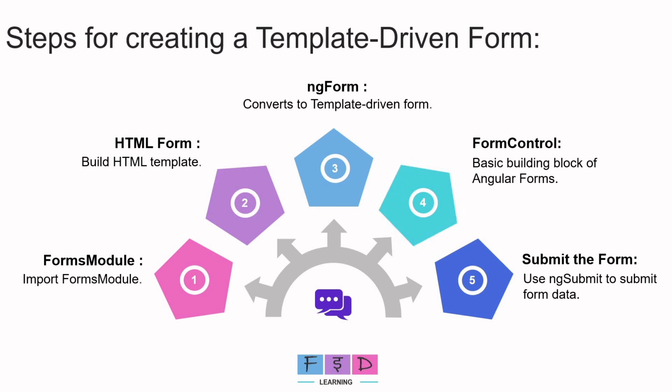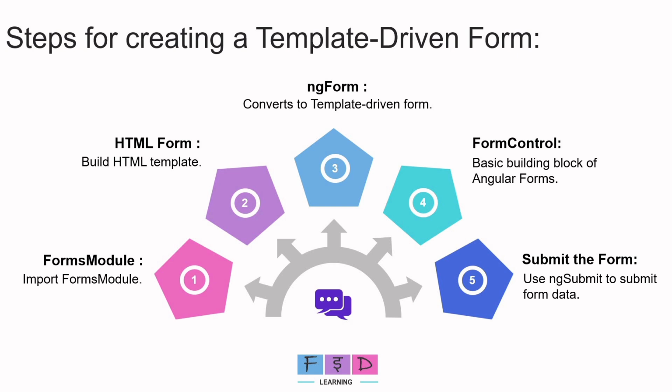Fourth step is to use form control. Although not explicitly required, form control is a building block of Angular forms. It represents a single form field and can be used to track the field's value, validation status, and user interactions using the ngModel directive. And the last step is to submit the form. We can use the ngSubmit directive to handle form submission. And this directive calls the specified method when the form is submitted, allowing us to process the form data. So by following these 5 steps, we can create a fully functional template driven form in Angular.